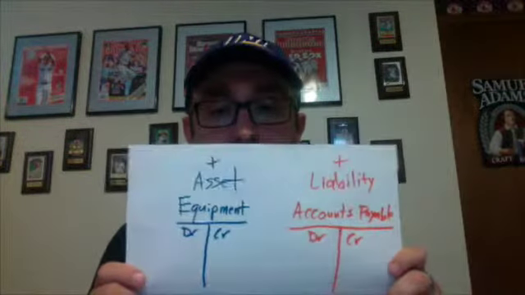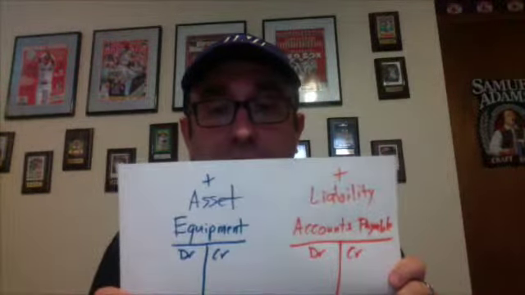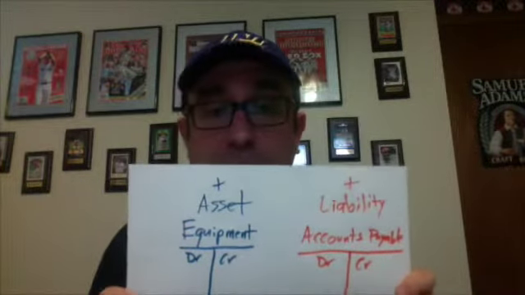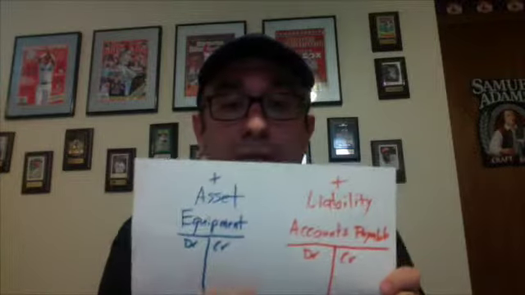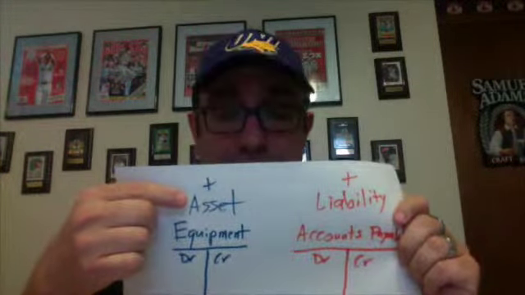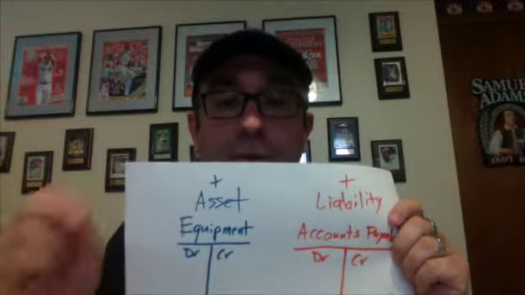Okay, but I take a look here and I say, my equipment, which is an asset, is increasing. My accounts payable, which is a liability, is also increasing. Now I ask myself, when I increase an asset, do I debit or credit it? And the answer is I debit it. Why? Because every time that you increase an asset, you will debit it. So in this case, I will debit for $10,000 my equipment.